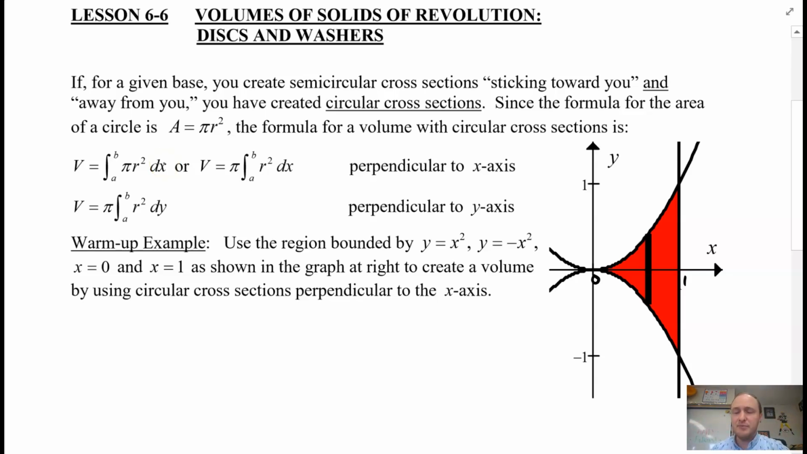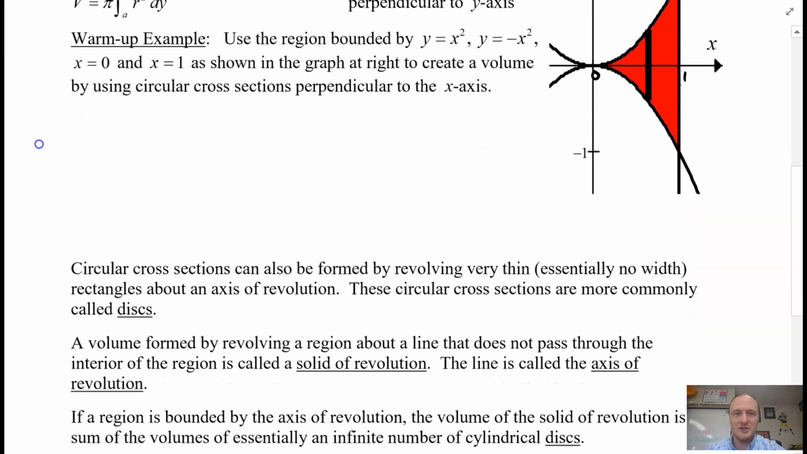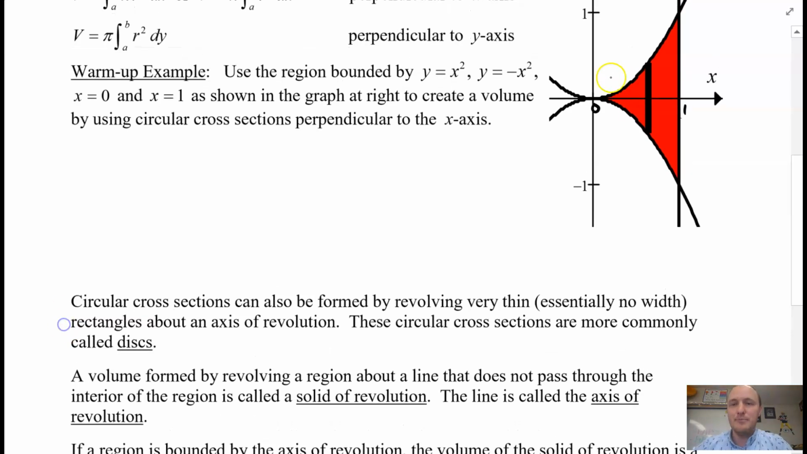Now, if we're integrating perpendicular to the y-axis, it would be with dy, but most of the examples will be with the x-axis, and you might have some with the y-axis. So let's utilize our knowledge of cross-sections to find the volume of the region bounded by y equals x squared and y equals negative x squared, x equals 0 and x equals 1, as shown, by using a circular cross-section perpendicular to the x-axis.